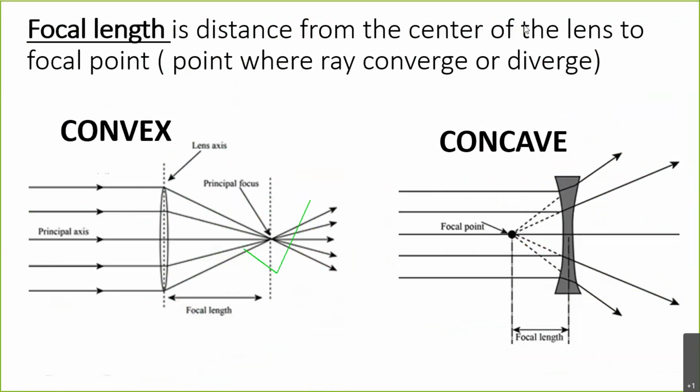All right. So the focal length, again, is the distance from the center of the lens to the point where the rays converge or diverge. So for the convex lens, that would be right here. Okay, center of the lens, center of the lens. Okay, focal point.